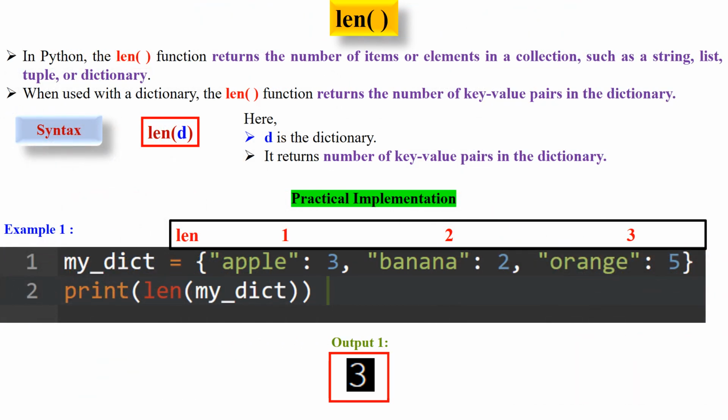Let's revise the built-in dictionary functions. In Python, the len function returns the number of items or elements in a collection, such as a string, list, tuple, or dictionary. When used with a dictionary, the len function returns the number of key value pairs in the dictionary. The syntax is len(d). Here, d is the dictionary. It returns the number of key value pairs in the dictionary. Revise these examples here.